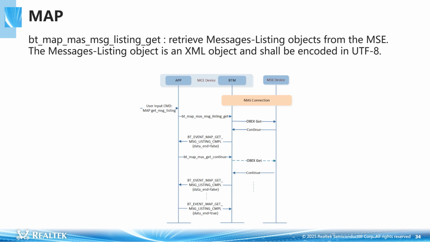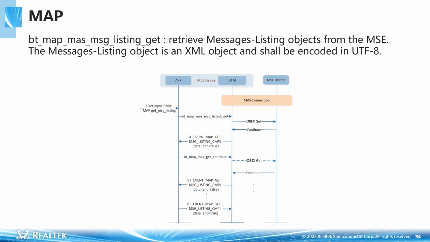Taking the BT-map MOS message listing get interface in the Realtek SDK as an example, the interaction flow is shown in the diagram. The application initiated BT-map MOS message listing get, and the peer device received the OBEX get command, responding with an OBEX continue message.